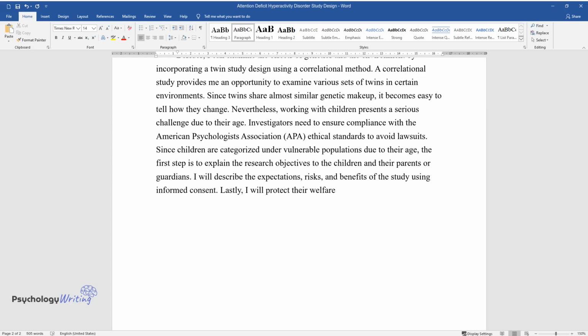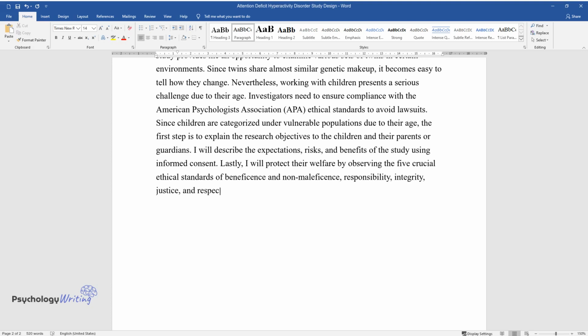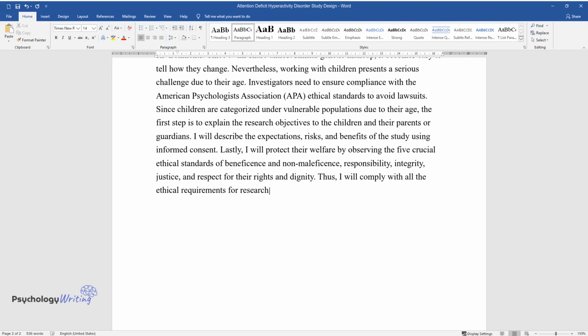Lastly, I will protect their welfare by observing the 5 crucial ethical standards of beneficence and non-maleficence, responsibility, integrity, justice, and respect for their rights and dignity. Thus, I will comply with all the ethical requirements for researching children.